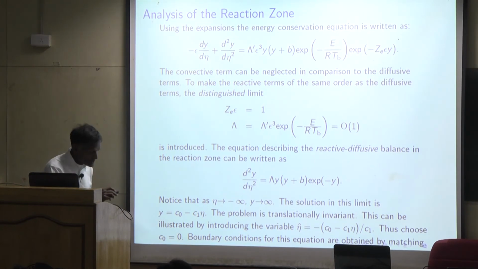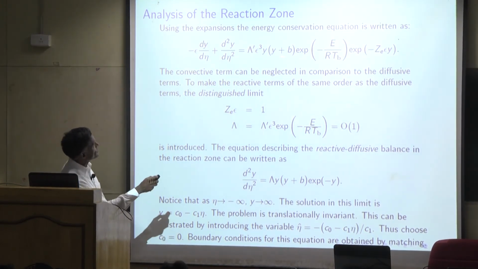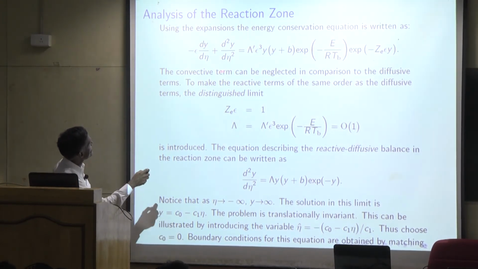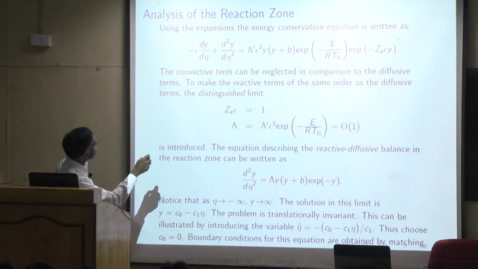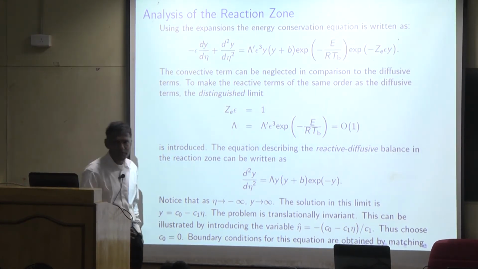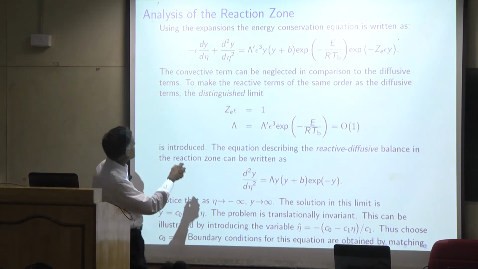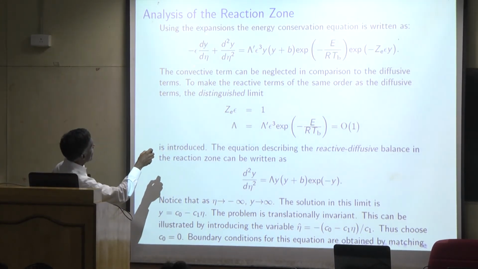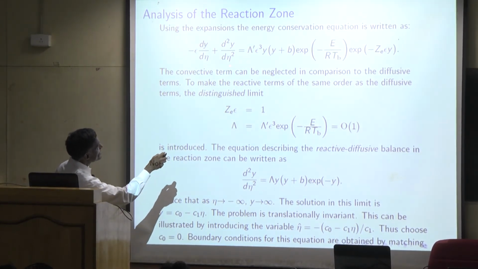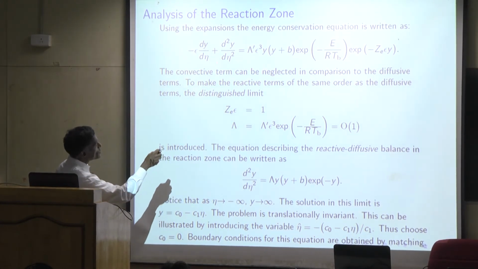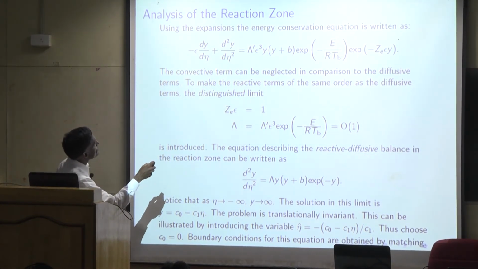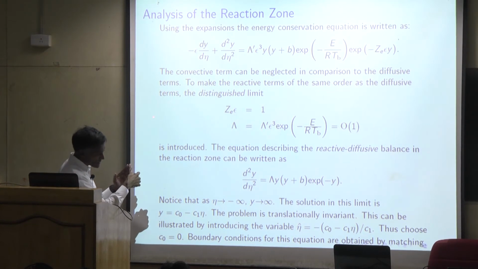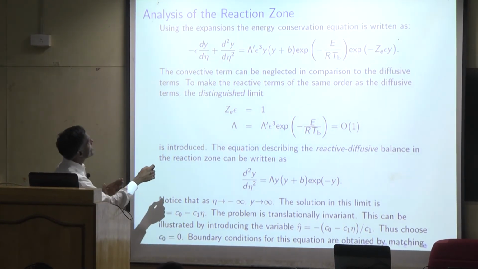Now you notice something very interesting in this particular equation. We want to emphasize that the epsilon appears in front of the convective terms. Since we have said that epsilon is small, we can drop this, so the convective terms can be dropped. So now that's a diffusive term. In the reaction zone, it's called the reactive diffusive layer because there's a balance between diffusion and chemical reaction.